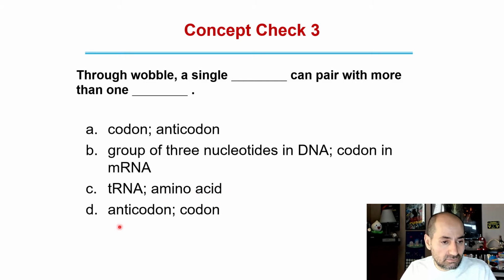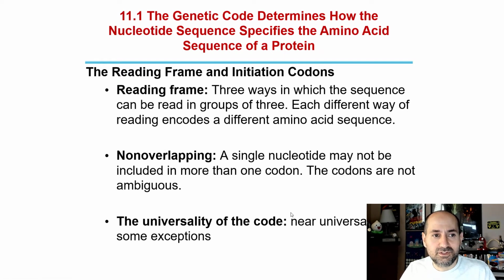A single anticodon, which is part of the tRNA, can bind to more than one codon. Yes, it's D. Does that make sense? Awesome. Let's keep going. More things to factor in during translation.